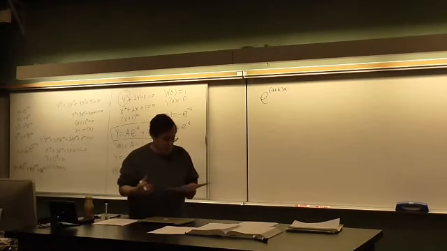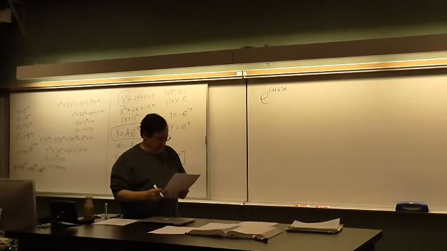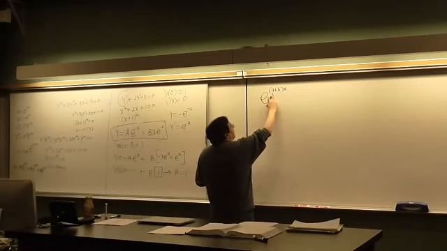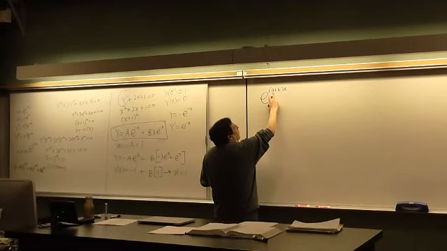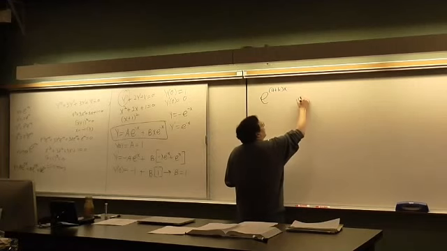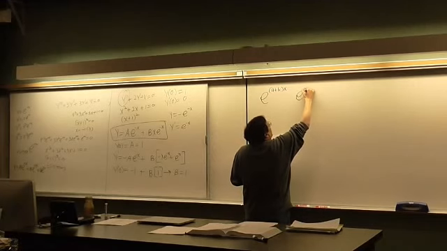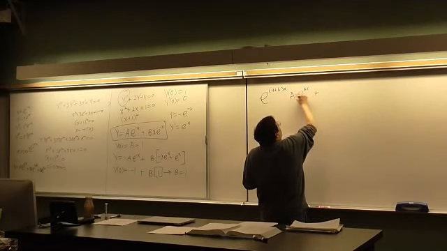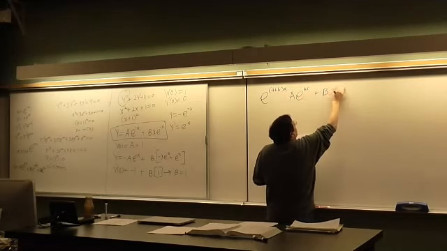There's an alternative route, which is a little more direct. First of all, this a here, it's just a constant, right? So you can get rid of that. So you really only have to look at a e to the bi x times some constant plus b e to the negative bi x, right?